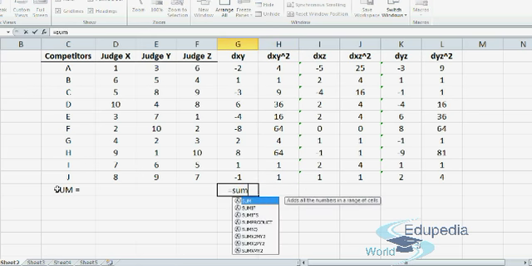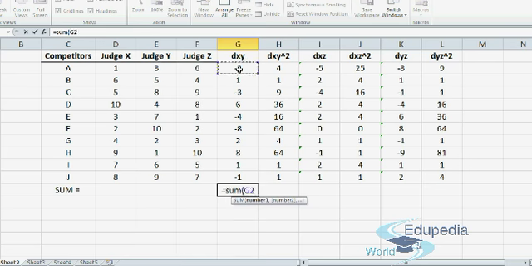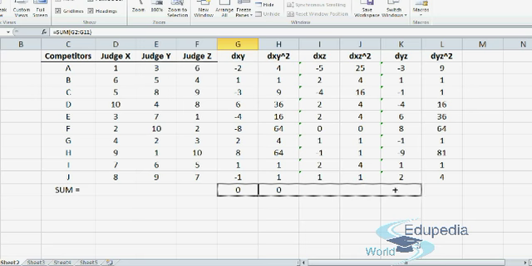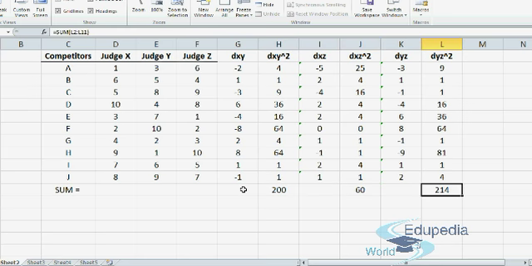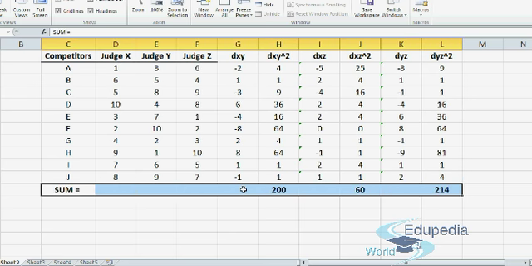Next, I need to take the sum of all of these. The sum, of course, when you take the sum here, this is going to be 0, but we need the sum only for the squares, and here we have the values. Okay, I don't need this, this and this. So I have the sum of the squares as 200 for X and Y, sum of the square for X and Z is 60, and sum of the square for Y and Z is 214. Okay, so I have the sums here. Let me just make it bold.